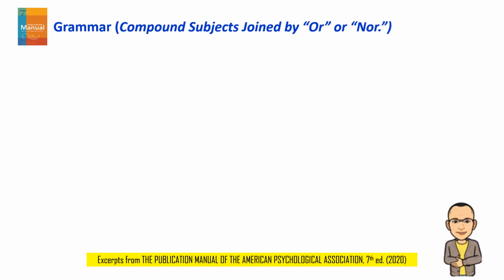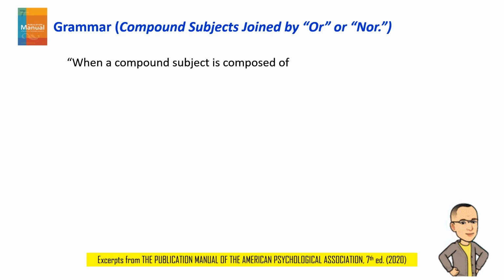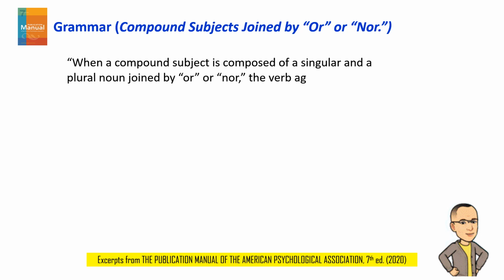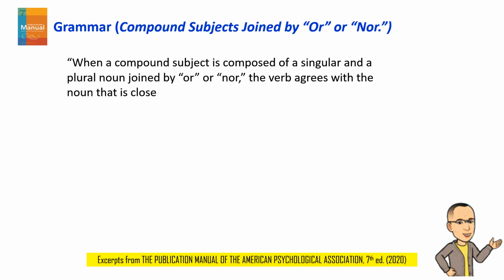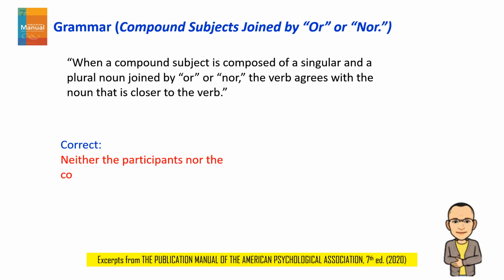Compound subjects joined by or, nor. The APA manual advises that, when a compound subject is composed of a singular and a plural noun, joined by or, nor, the verb agrees with the noun that is closer to the verb. For example, it is correct to say, neither the participants nor the confederate was in the room.